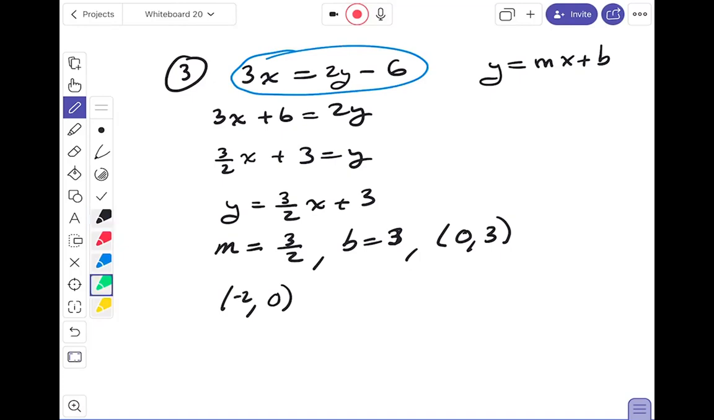Do we get the same answers? Of course we do. We see m is 3 halves. We see b is 3. We see the x-intercept minus 2, 0, and the y-intercept 0, 3. You do it the way you're comfortable though. Don't think you have to do it one way or the other.